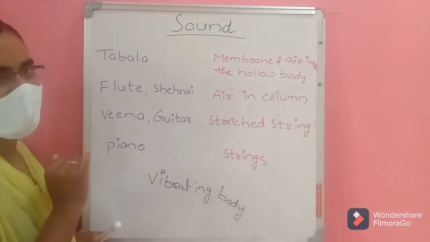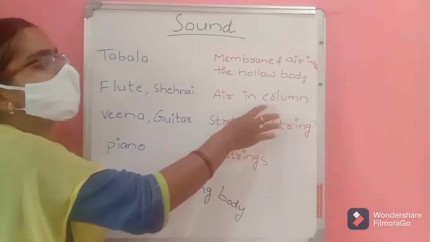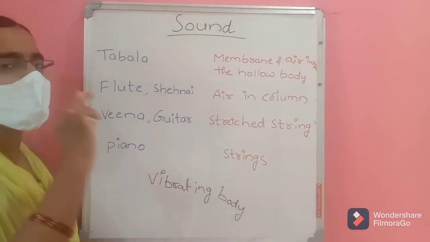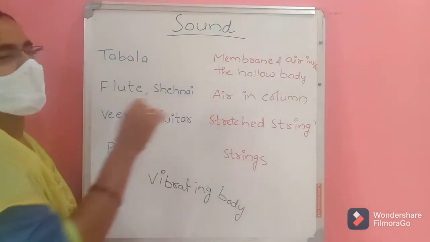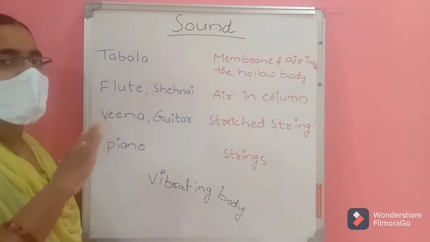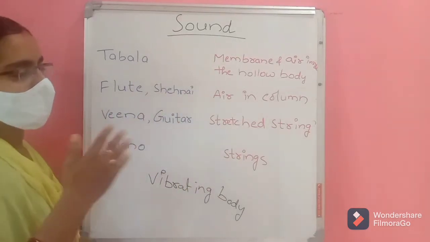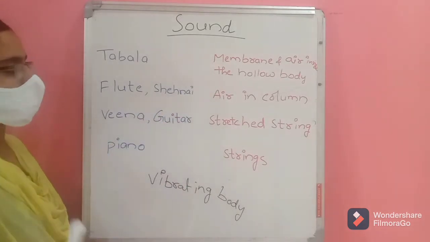Flute and shehnai. If you take flute and shehnai also, they have an air column. That is an open column. In that long tube, we have air. When you blow air into that, it vibrates the air present in that column. That's why, due to vibration of air, flute and shehnai produce sound.